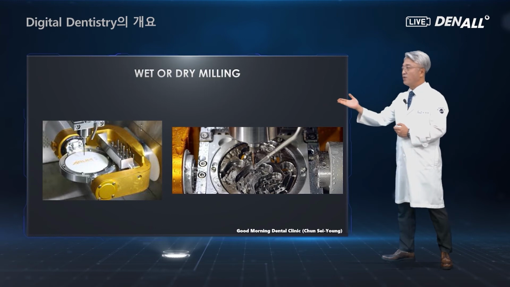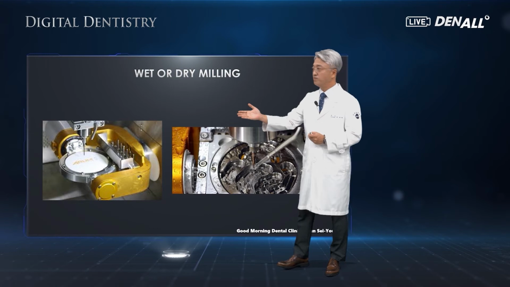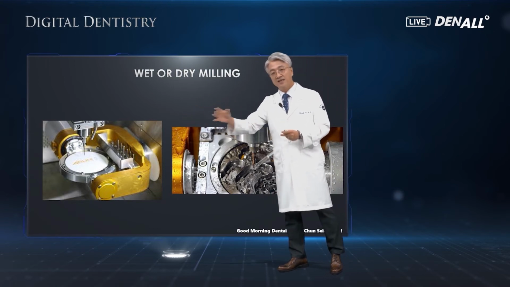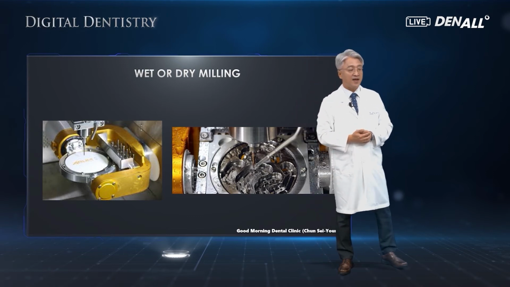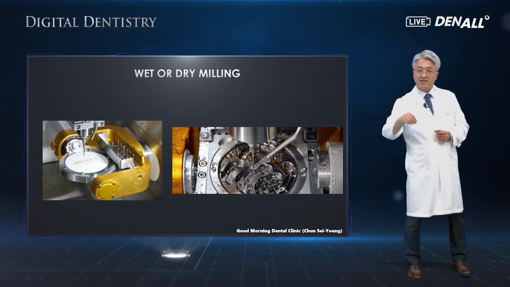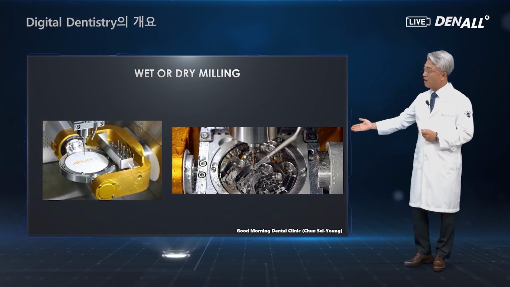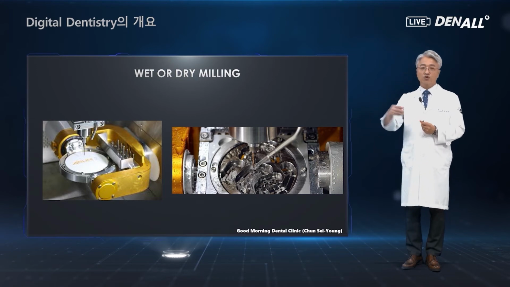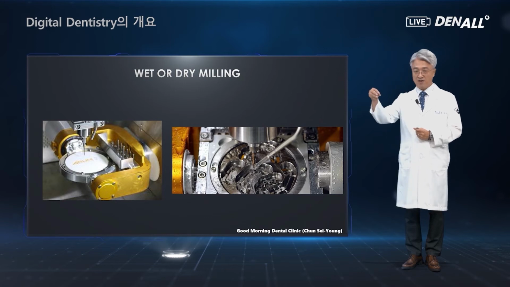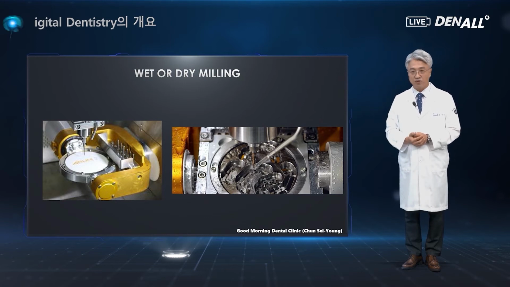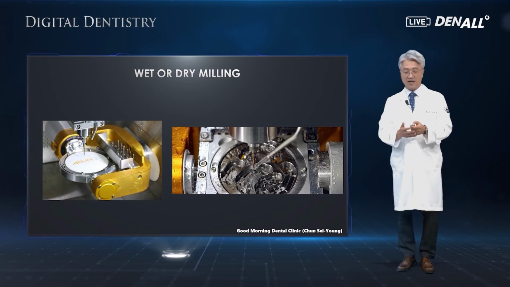Wet or dry milling. Here, depending on the strength or characteristics of the material, it is classified. First, the zirconia block. It is like chalk, so it is not very strong. Without water spraying, precise milling can be done. But here, for metal milling, without oil or water spraying, heat will be generated and the precise milling cannot be done. Therefore, there are wet or dry milling.